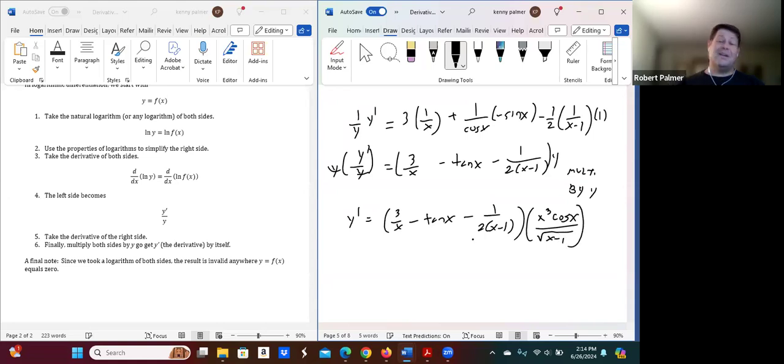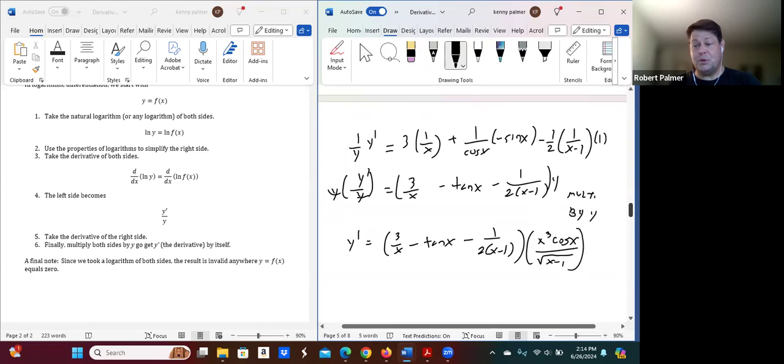And that is our derivative. It's still a fairly complicated expression, but that's certainly a lot simpler than trying to do it the other way. Okay, let's look at one more of those. And also one more thing to mention.